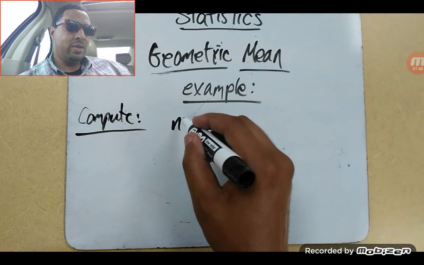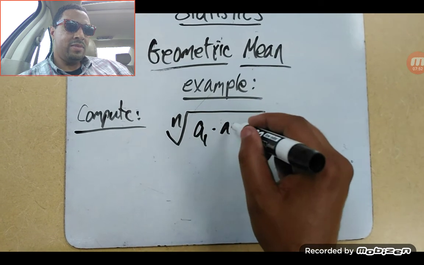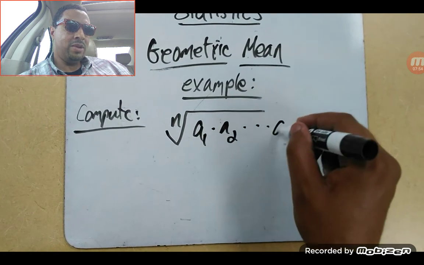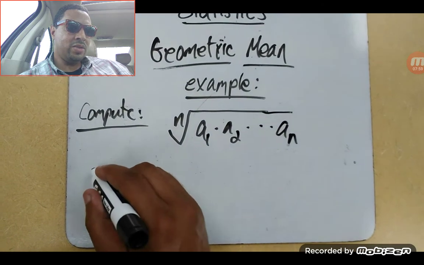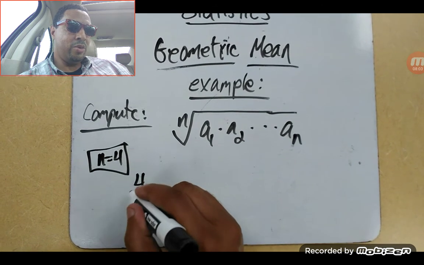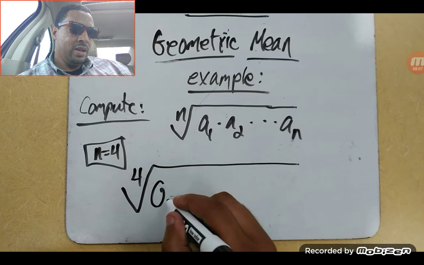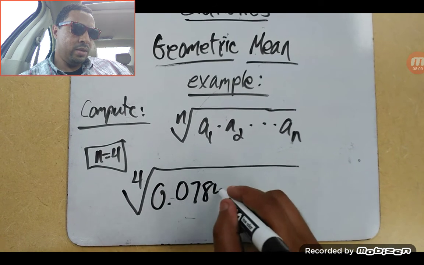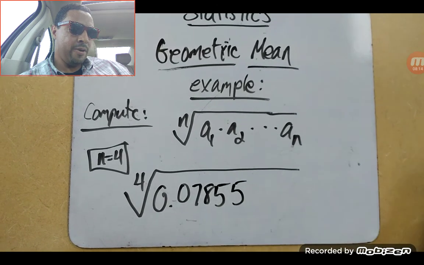So we have our nth root of a sub 1 times a sub 2 times a sub n, depending on how many terms we have here. Remember, we have 4 terms. So it's going to be the 4th root of the number we've calculated earlier, the 4th root of 0.07853664.